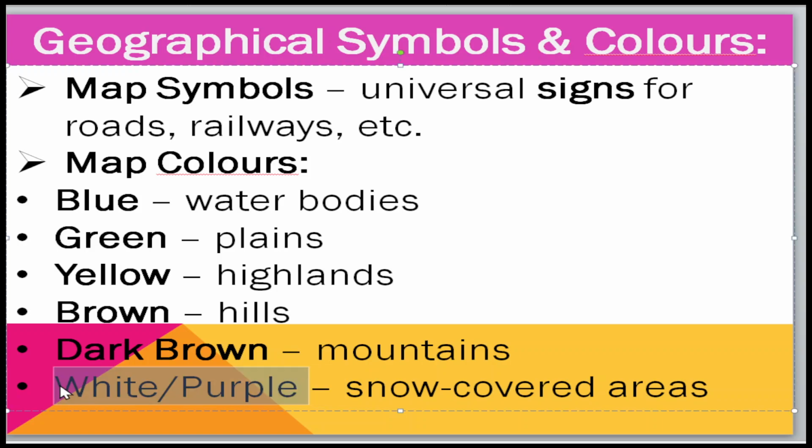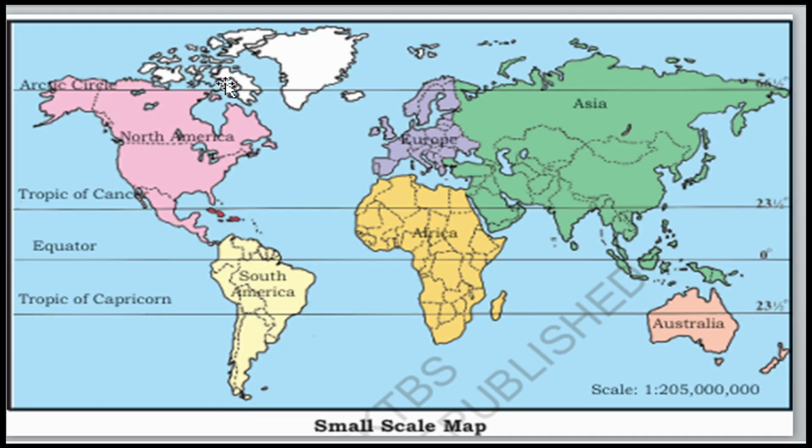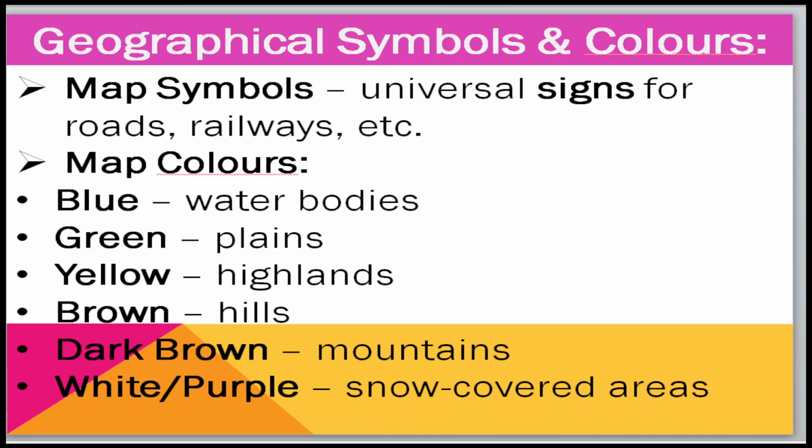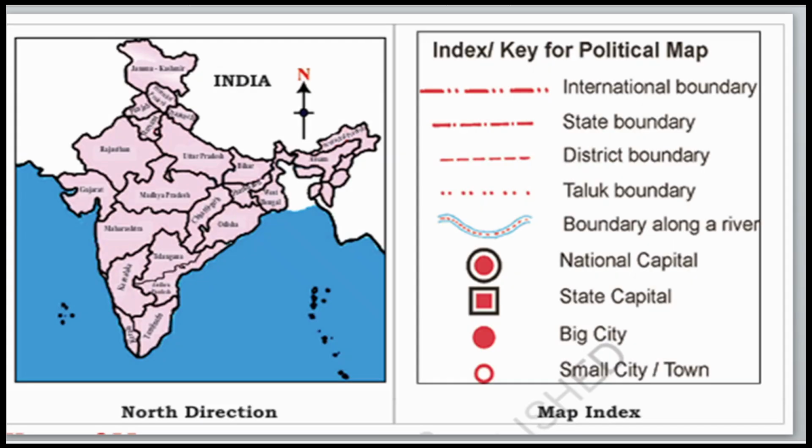Now come to the next. White and purple are used for snow covered areas. Here it is white, which is the snow covered area. Even purple is sometimes used to show snow covered areas. I hope you understood.